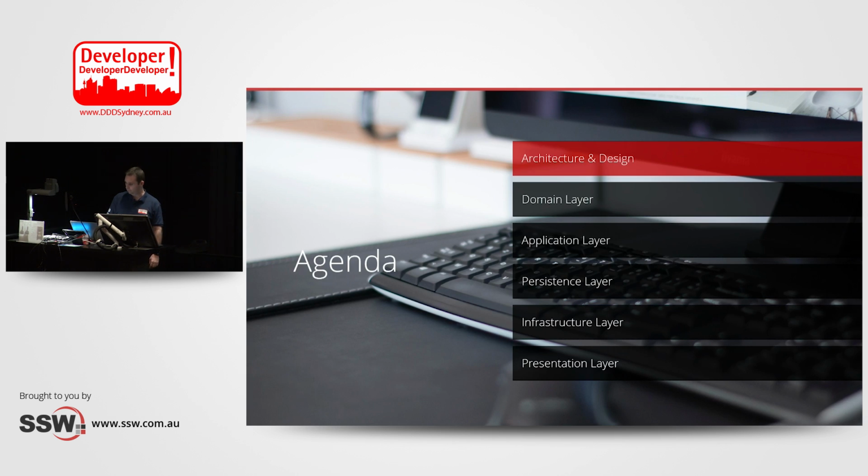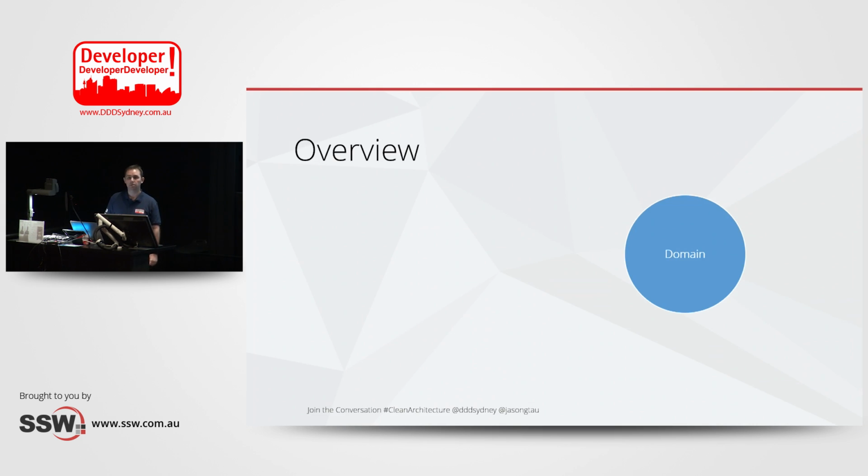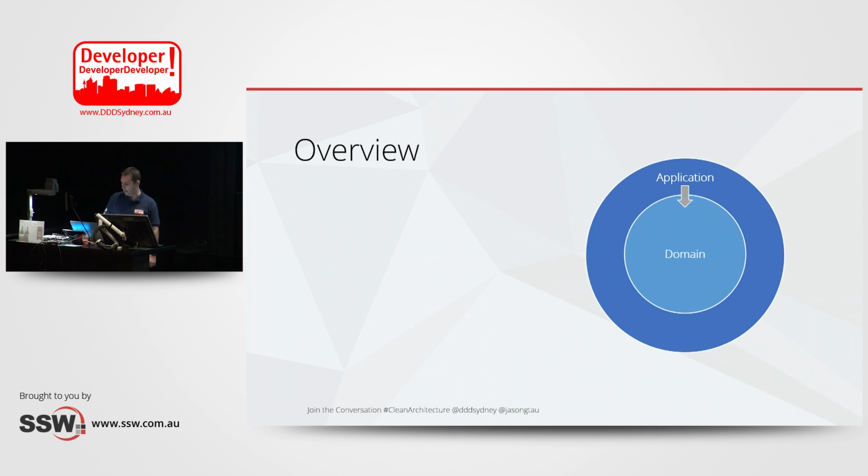So let's get started. With clean architecture, we have the domain and the business logic at the center. You can see that the domain layer would contain the enterprise logic and types, and the application layer contains the application logic and types. The difference is the enterprise logic could be shared across other applications, whereas the application logic's typically only going to be used with this application.